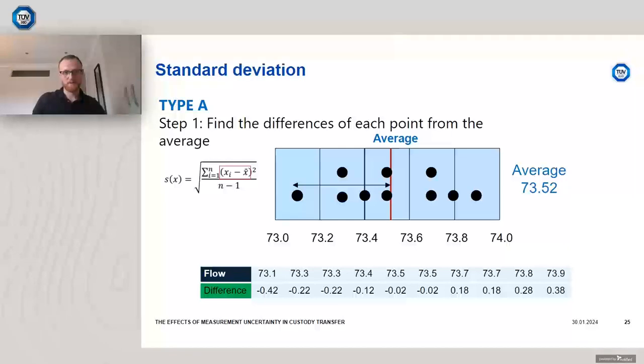So to calculate the standard deviation, the first thing we do is calculate the average of all the points, which is 73.52. We then take each of the flow measurements and subtract the average from this value. So for all the flow measurements, we've subtracted the average, and that gives us this difference in the green row at the bottom.